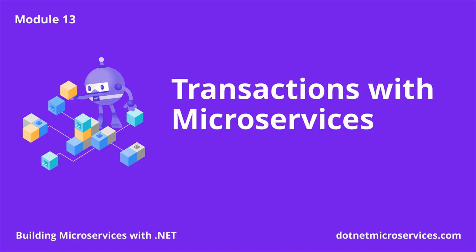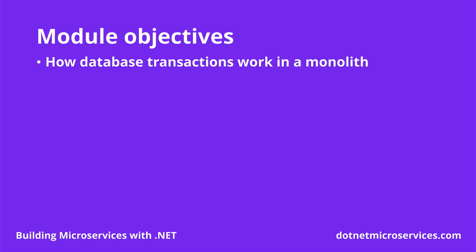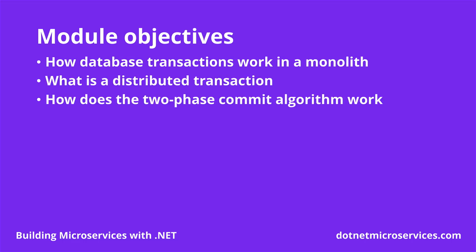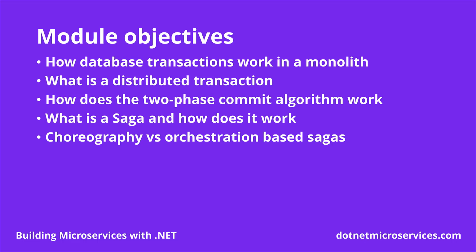In this module, you will learn about transactions in a microservices architecture and how you can use the Saga pattern to implement a business process that involves multiple microservices. By the end of this module, you will have a solid understanding of the following. What are database transactions and how they traditionally work in a monolith? What is a distributed transaction? What is and how does the two-phase commit algorithm work? What is a Saga and how does it work in the context of a microservices architecture? And what is the difference between a choreography-based Saga and an orchestration-based Saga? Let's get started.